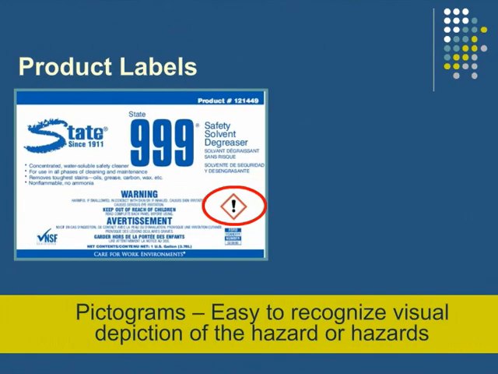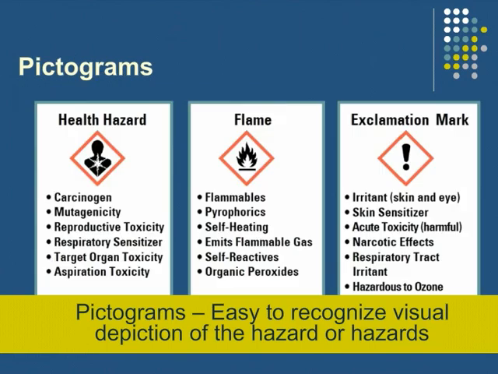The other key piece of information is pictograms. They will be in the shape of a square set at a point and include a black hazard symbol on a white background with a red frame. There are 9 different pictograms used to convey the health, physical, and environmental hazards of a specific product. After just a moment of review, you can quickly identify the hazard each symbol represents.